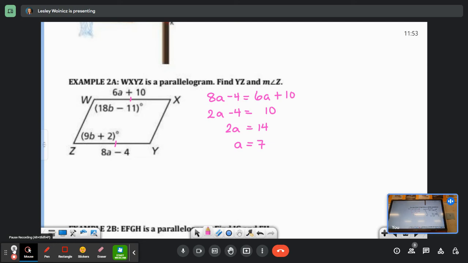Okay, but are we done? No. We still have to plug it in to find YZ. So we take the 7 and we're going to plug it in. So am I doing the right one? Yeah. So 8 times 7 minus 4.